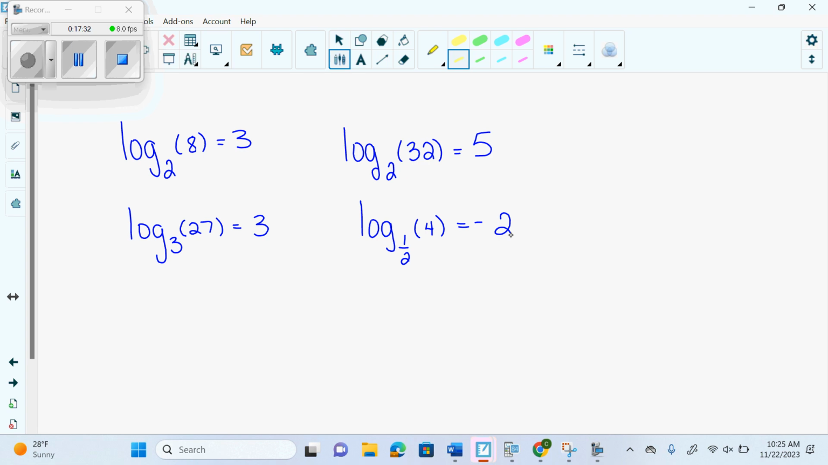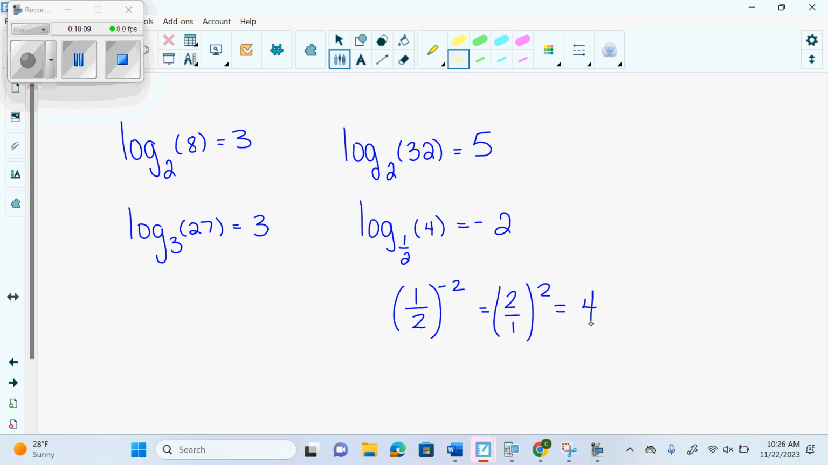It's saying the base to what exponent equals what's beside the log. So 2 to what exponent is 8? 3. 3 to what exponent is 27? 3. 2 to what exponent is 32? 5. A half to what exponent is 4? A half to -2 is 4. Because if I have a negative exponent, I can flip these 2 over 1 to a positive exponent, and I get 4, right? So it's the base to what exponent gives me that.